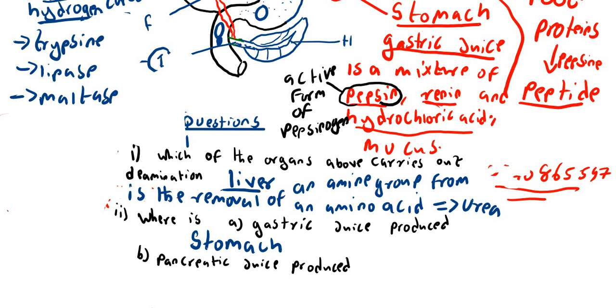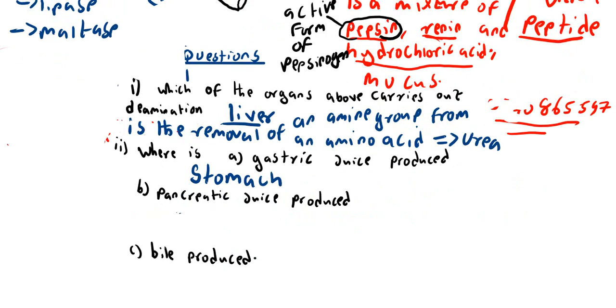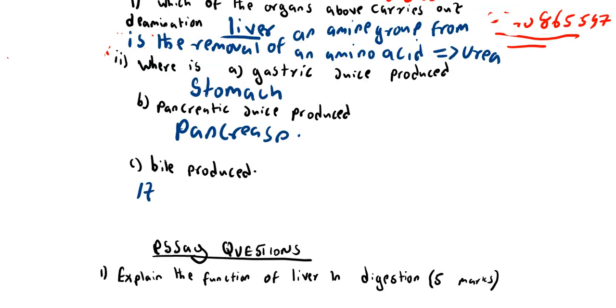Then where is pancreatic juice produced? Pancreatic juice is produced in the pancreas. Then the other question is bile. Where is bile produced? So bile is produced by the liver.